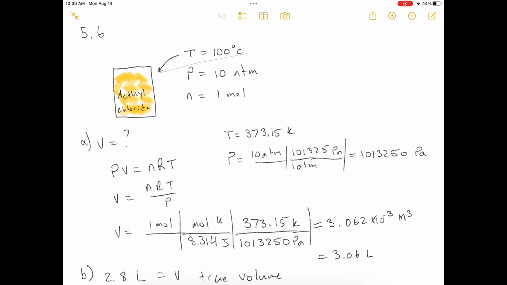Today we're working out of Elementary Principles of Chemical Processes, 3rd edition, and we're doing problem number 5.6. 1 gram mole of methyl chloride vapor is contained in a vessel at 100 degrees Celsius and 10 atmospheres. Part A, use the ideal gas equation of state to estimate the system volume.